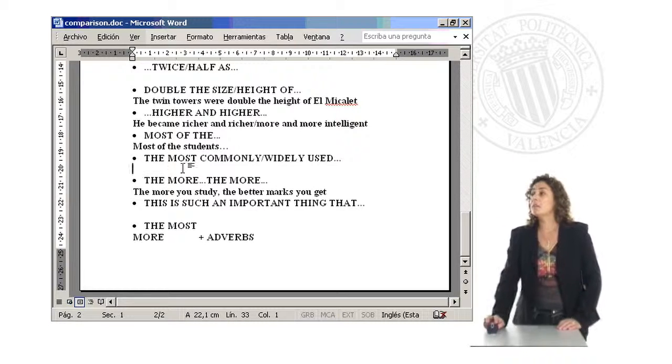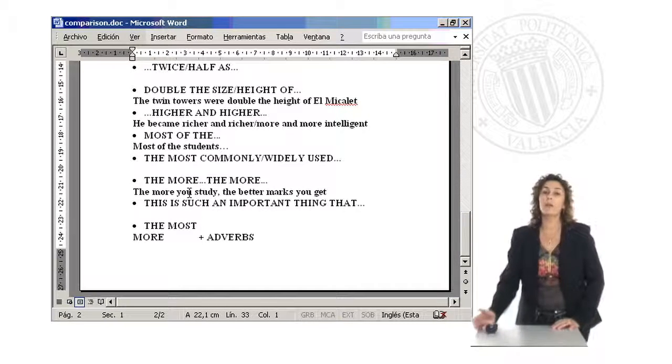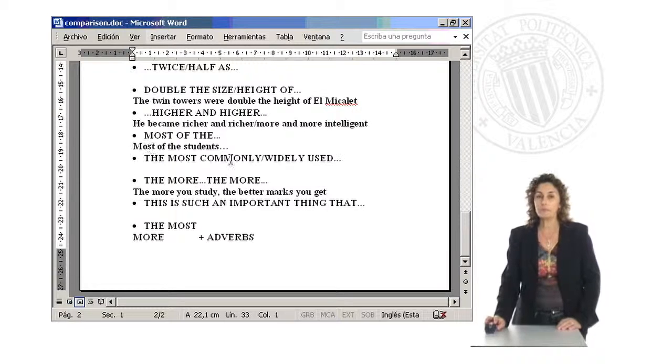Another one that you have here is the most commonly, widely used. For example, when you're writing an article, they say the most commonly used term is, and then we express the term. Another one that I think is very interesting is the more, the more. This time what we do is we start the sentence with the structure the more, and then we repeat the comparative structure in another part of the sentence.